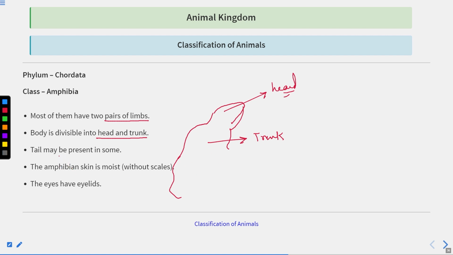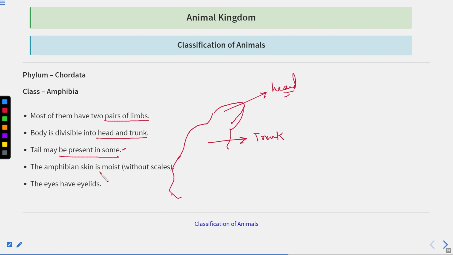The tail may be present in some organisms, whereas in some organisms the tail is absent, as we see in the case of salamander. They are having the tail, right? But in the case of frog, the tail is present in the larval stage, that is in the tadpole, but when it becomes an adult, the tail is no more.